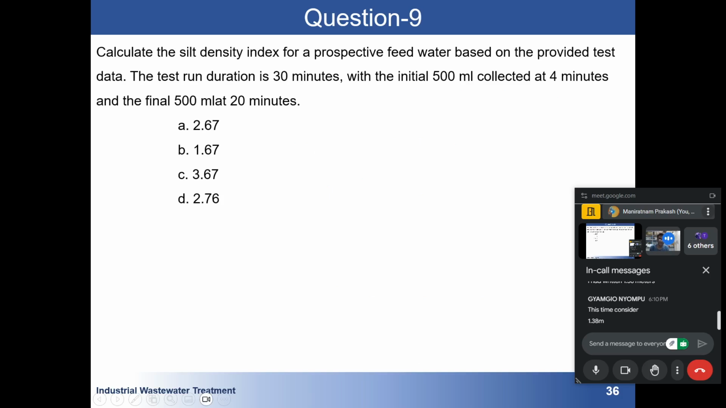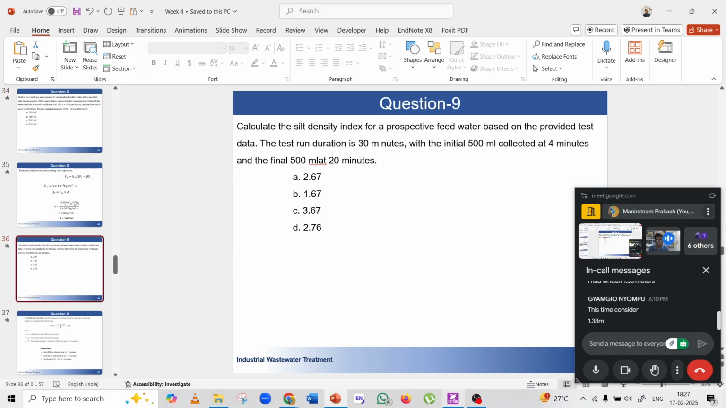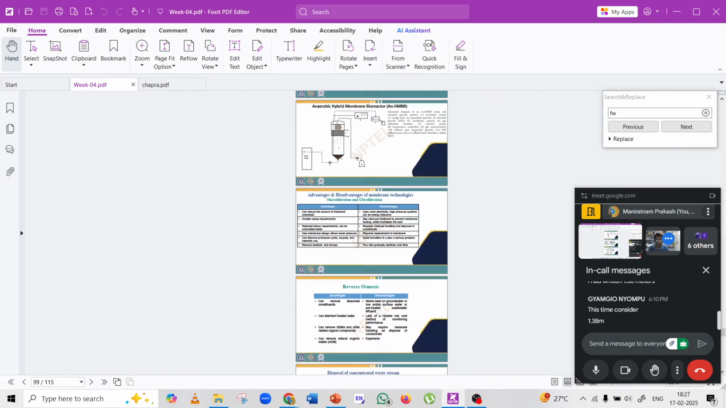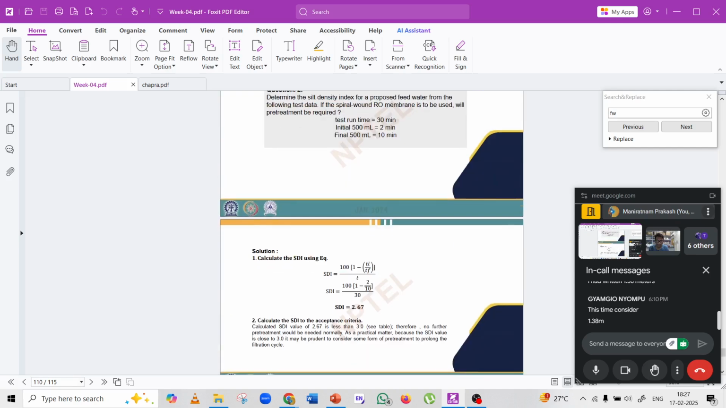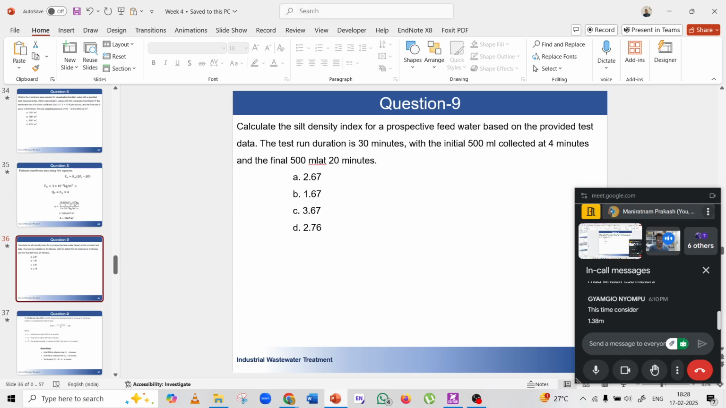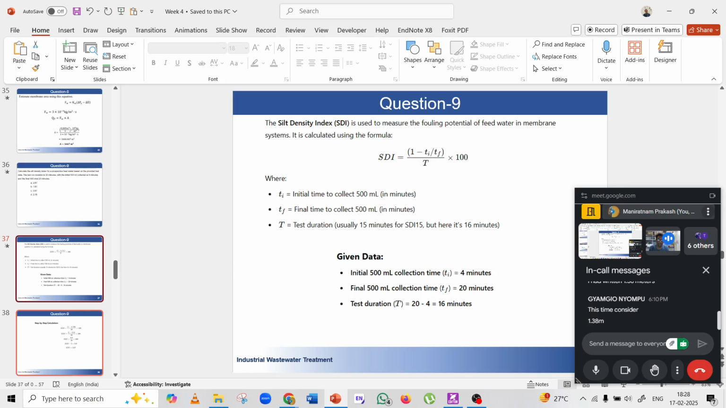Again here, a very simple question. Calculate the salt density index. This silt density index has a direct formula. The formula is written here. SDI is equal to 100 times 1 minus TI divided by TF, divided by D. Everything has been given to you. 1 minus (TI minus TF) divided by T.